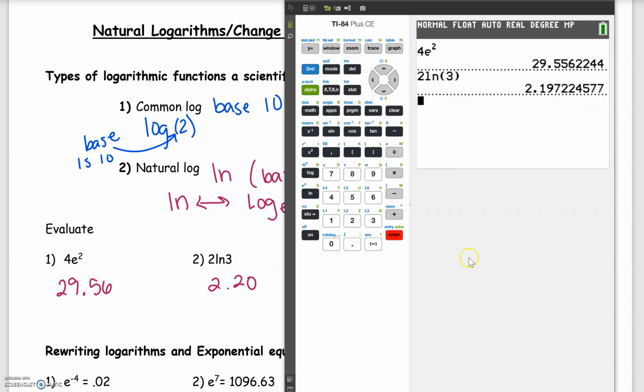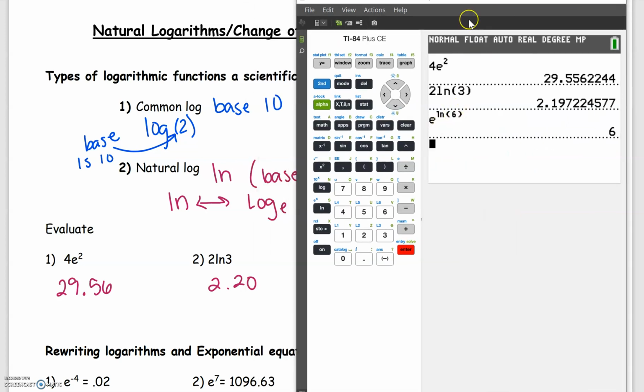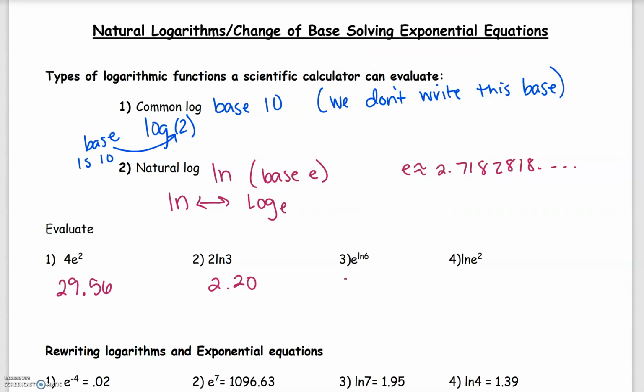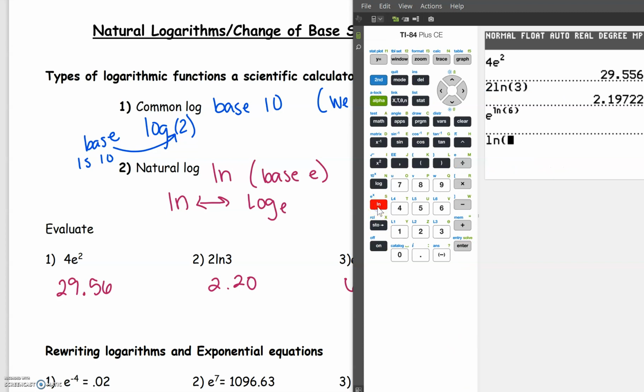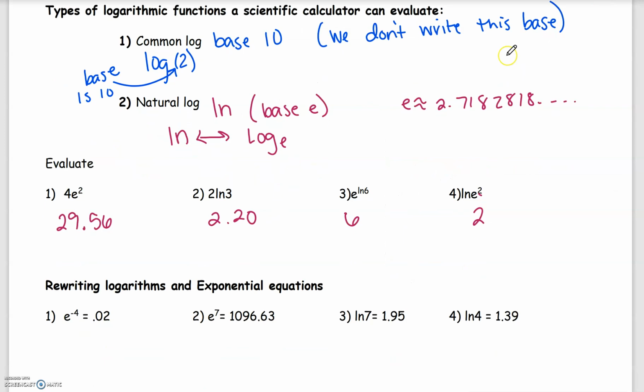Go ahead and try these next few. Again, hit the second and then the ln button, then the ln and then the 6, and hit enter. Then try the last one. e to the ln is going to cancel itself out and you're left with that 6, because e and ln are inverses. And of course, this last one, ln of e to the second is 2, because it's going to just leave you with that, because ln and e are inverses.